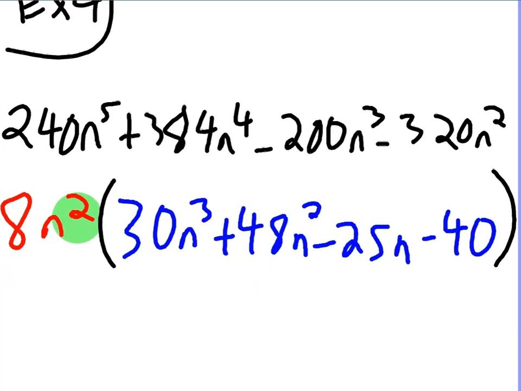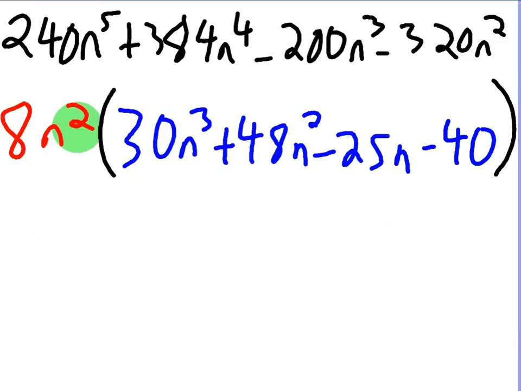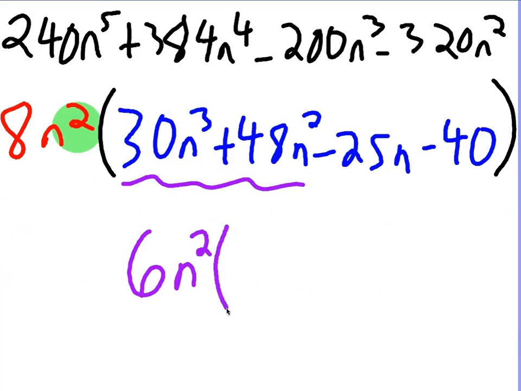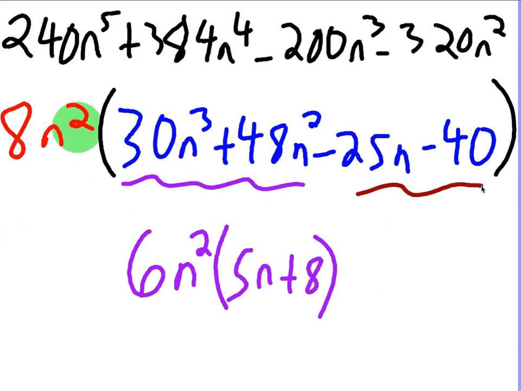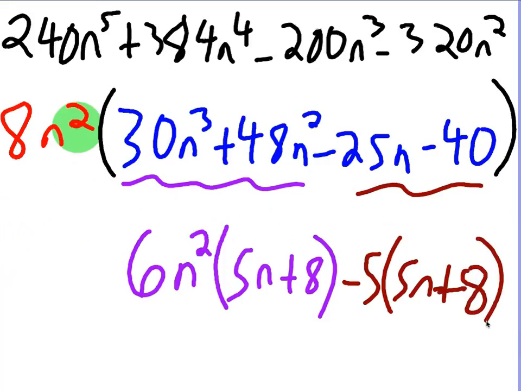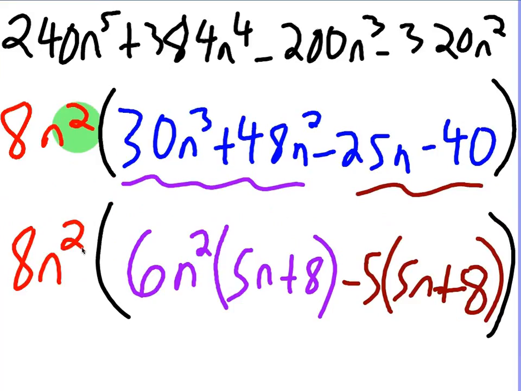Okay, now it's actually going to be relatively easy. They're already kind of grouped together because they're in descending power. So what's the GCF of those first two terms? 6n squared, right? And you're going to be left with 5n plus 8. And what's the GCF of these two? It's going to be negative 5, and you're left with 5n plus 8. So again, your parentheses should match. And then don't forget, outside of all of that, we need to include the GCF we pulled out, which is 8n squared.